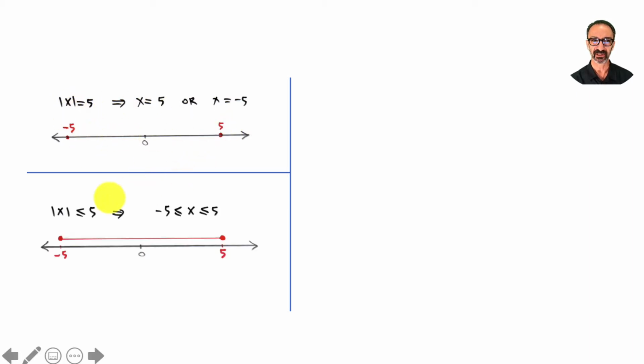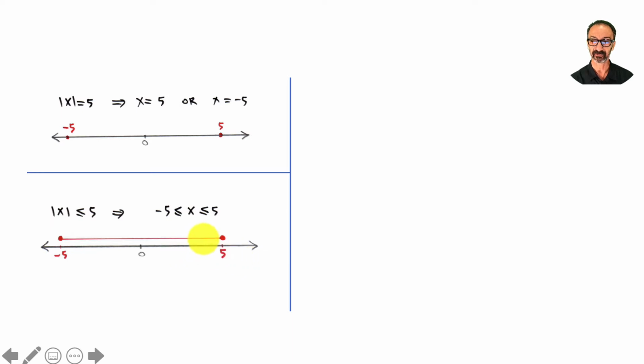How about if you say absolute value of x less than or equal to 5? So you need the distance to be less than or equal to 5 from 0. That means you should be from negative 5 to 5. Because of the equal sign, those are closed, including the negative 5 and 5.